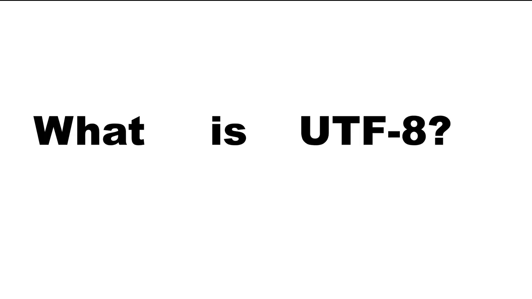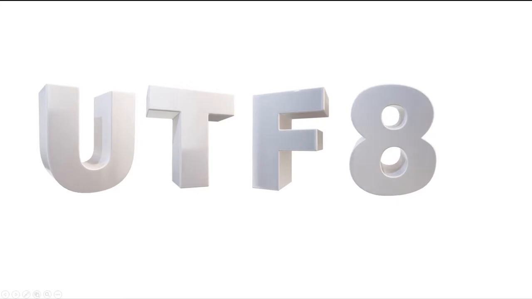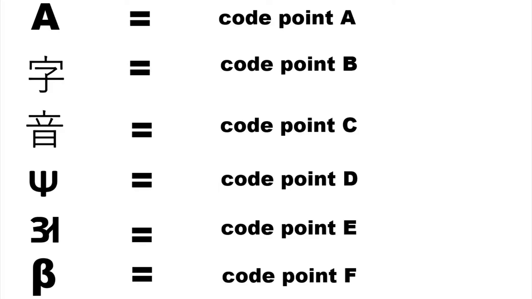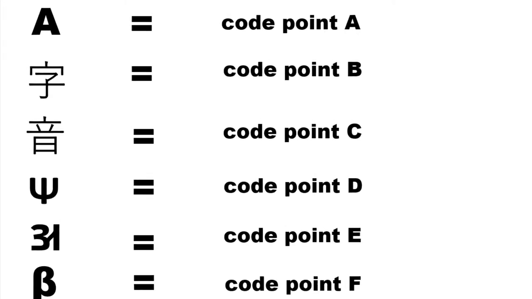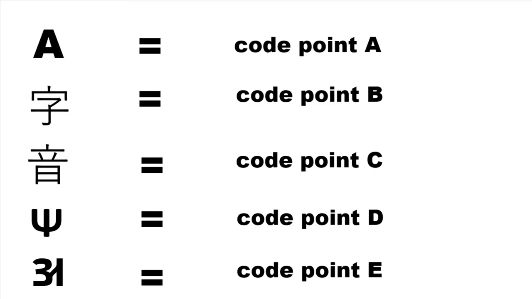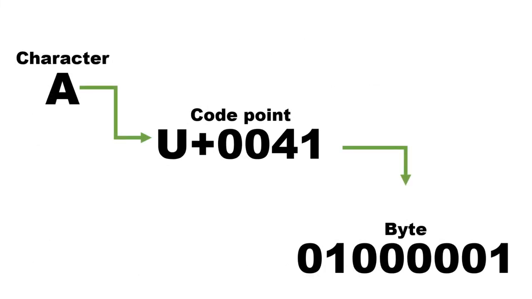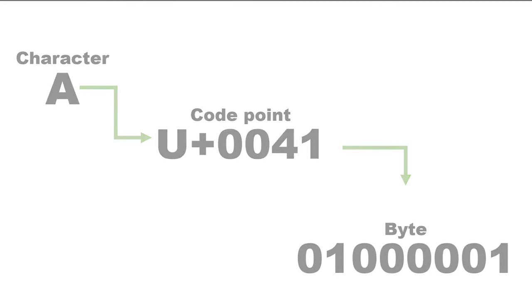What is UTF-8? UTF-8 is a highly efficient encoding method that translates Unicode into binary for character display. Unicode is an encoding system that maps every single character around the world to its own identifier called a code point. For example, the letter A has a Unicode code point value. UTF-8 converts the code point value to a byte.